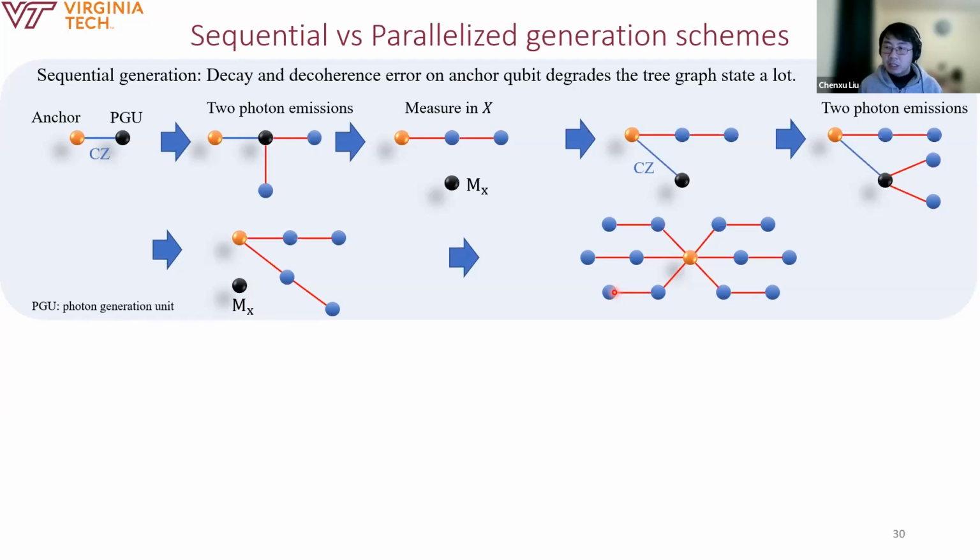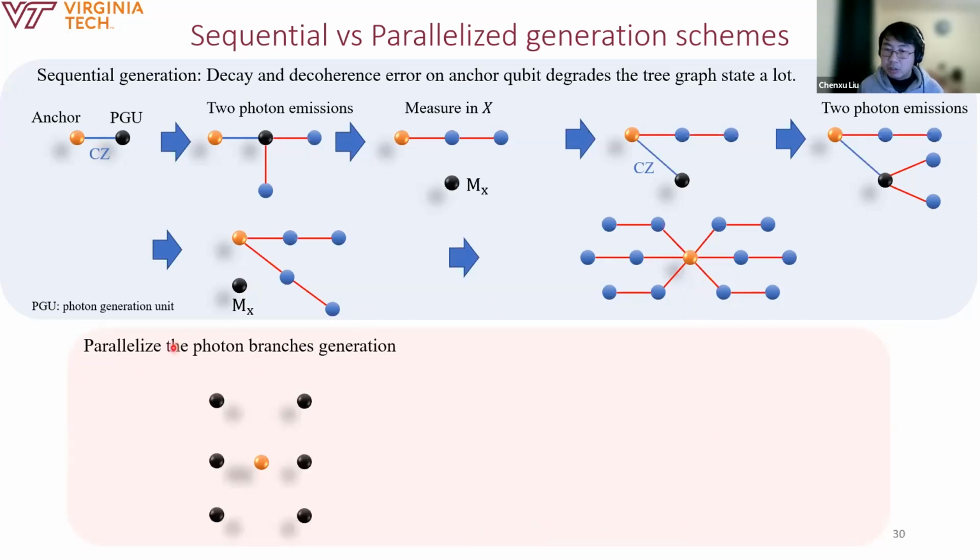So we noticed that in this repeater graph state generation scheme, we can use parallelization to reduce this decay and decoherence error coming from the anchor qubit. Specifically, instead of using a single photon generation unit to generate these different photon arms sequentially, we can use 6 photon generation units and let them generate the photon branches simultaneously.